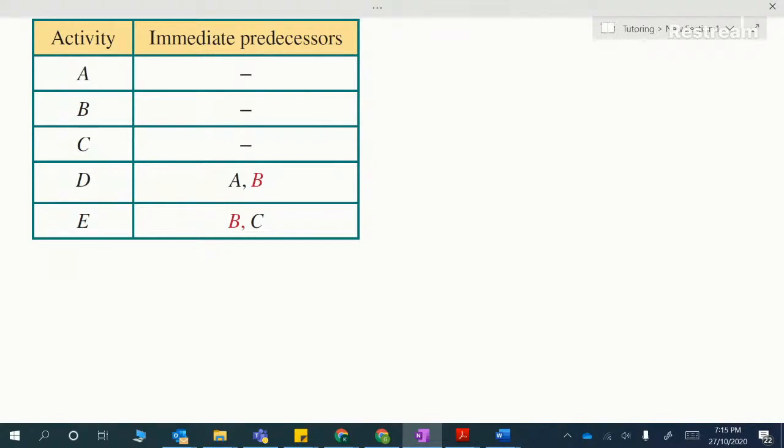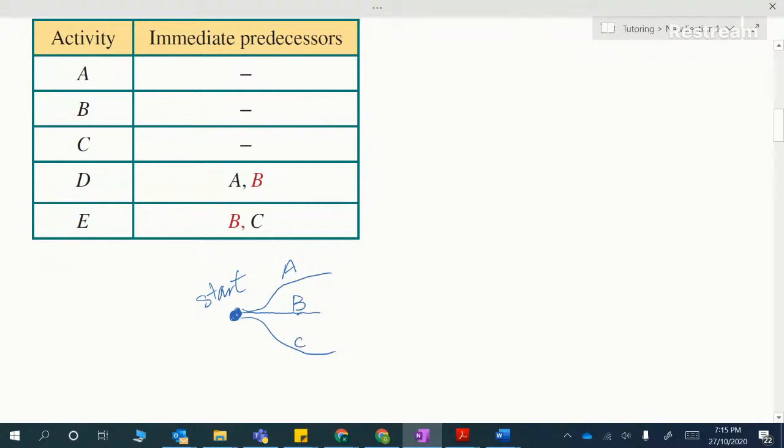Okay, so here we go. Let's start drawing this one up. So this is how I do it. Lots of people do them in slightly different ways, but this is certainly how I do them. Start with the start node. Okay, and then I can see that there's three activities that have no immediate predecessor, so all three of those can happen straight away. I'm going to call this one A, this one B, and this one's C.